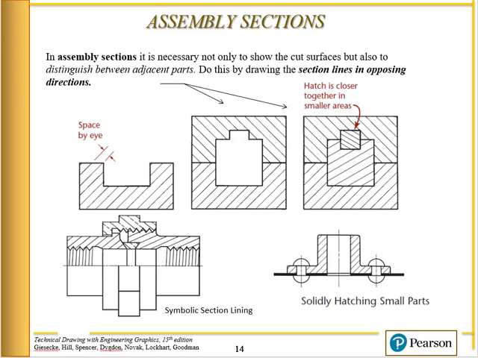So if you're going to use a section type drawing for your assembly drawing, it is necessary not only to show the cut surfaces, but also distinguish between adjacent parts. You do this by using your section lines in opposite directions. Okay, so here at the top housing, the lines are going down to the right, and this one is going down to the left. Okay, so this distinguishes this part from that part. You notice that when you're using an assembly drawing.